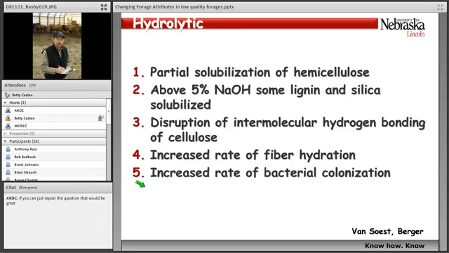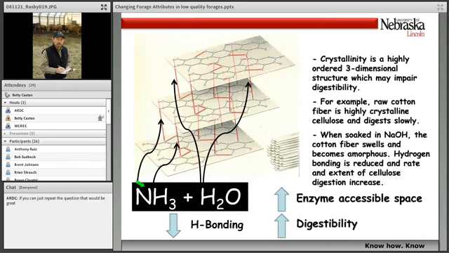So what these hydrolytic reactions do is increase partial solubilization of the hemicellulose. Basically, the lignin and the silicon solubilize, disrupting this hydrogen bond to make it more available for the rumen microbes to attack. The other thing it does is increase the rate of fiber hydration, so it expands that fiber component, and then it increases the rate of bacterial colonization. When you go through those steps in the chemical treatment, let's say with something like anhydrous ammonia, you open up that plant wall structure so that the rumen microbes can attack that mature forage a lot easier.